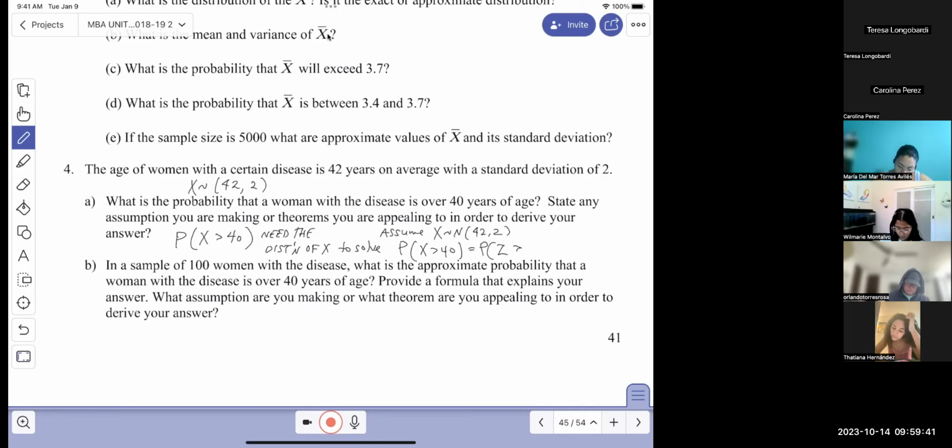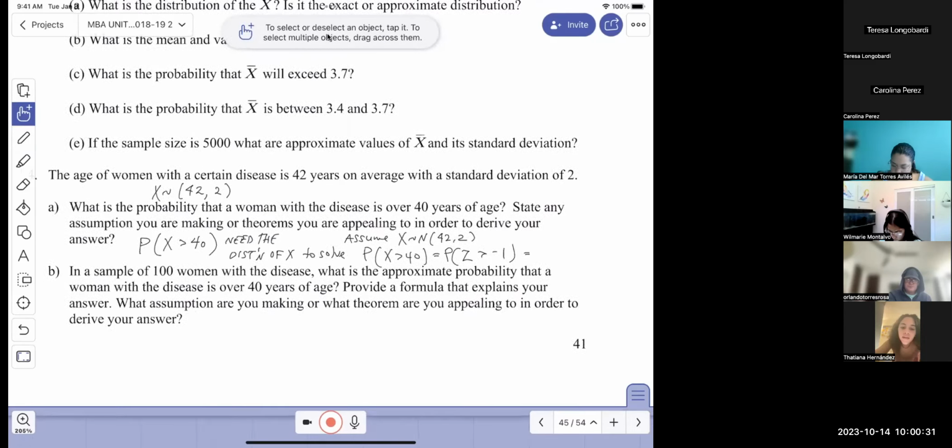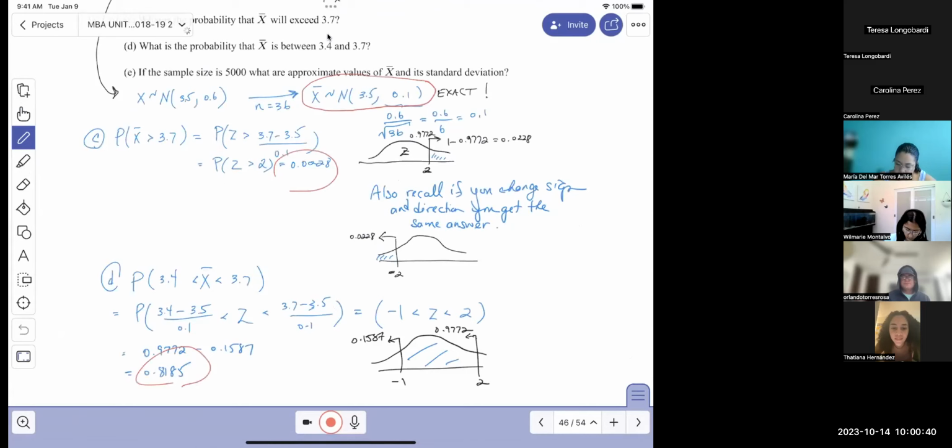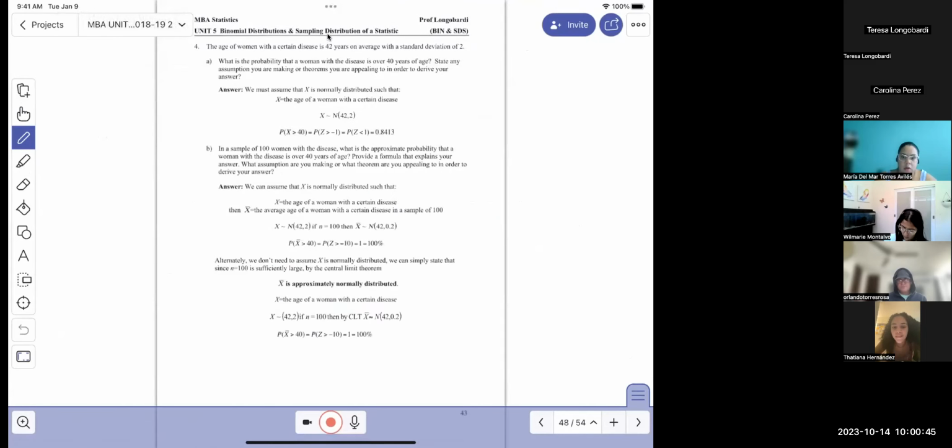(40 minus 42) is -2, divided by 2 is -1. And notice we're going greater, so don't make a mistake to go the wrong way. It will be 0.8413.